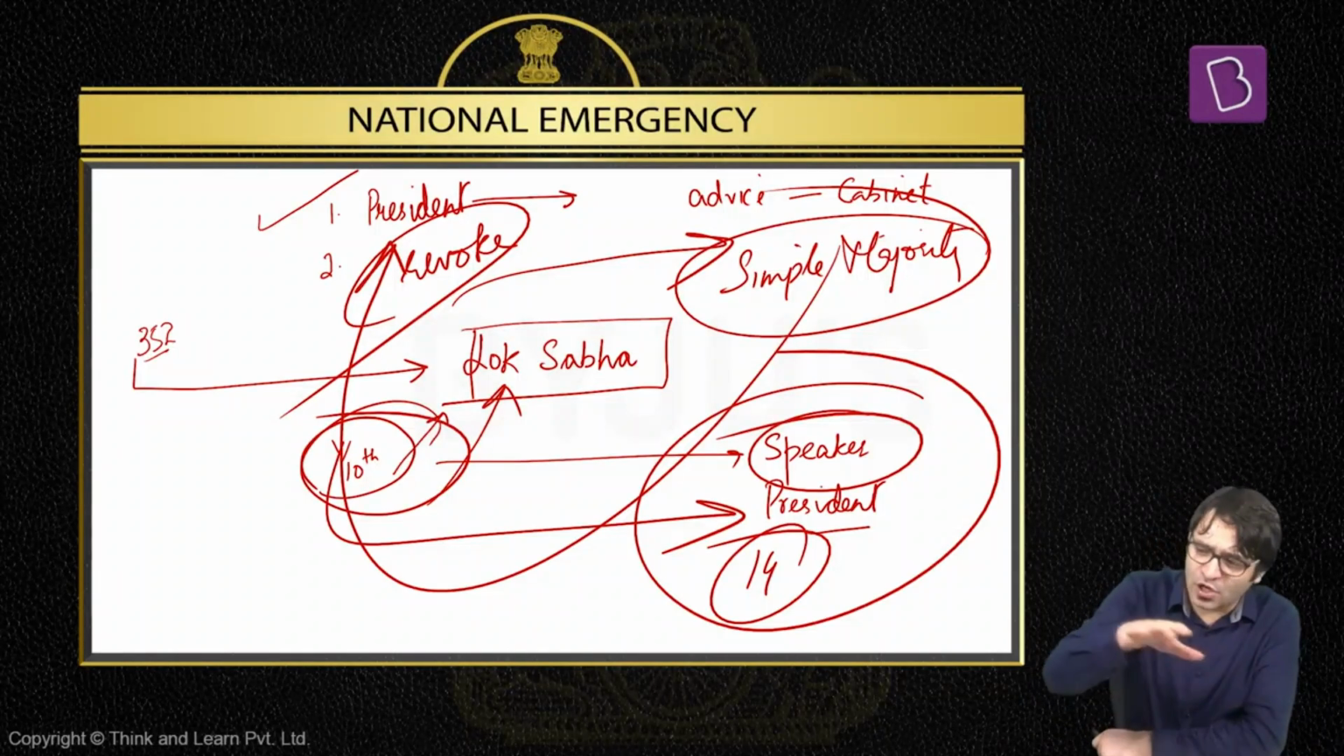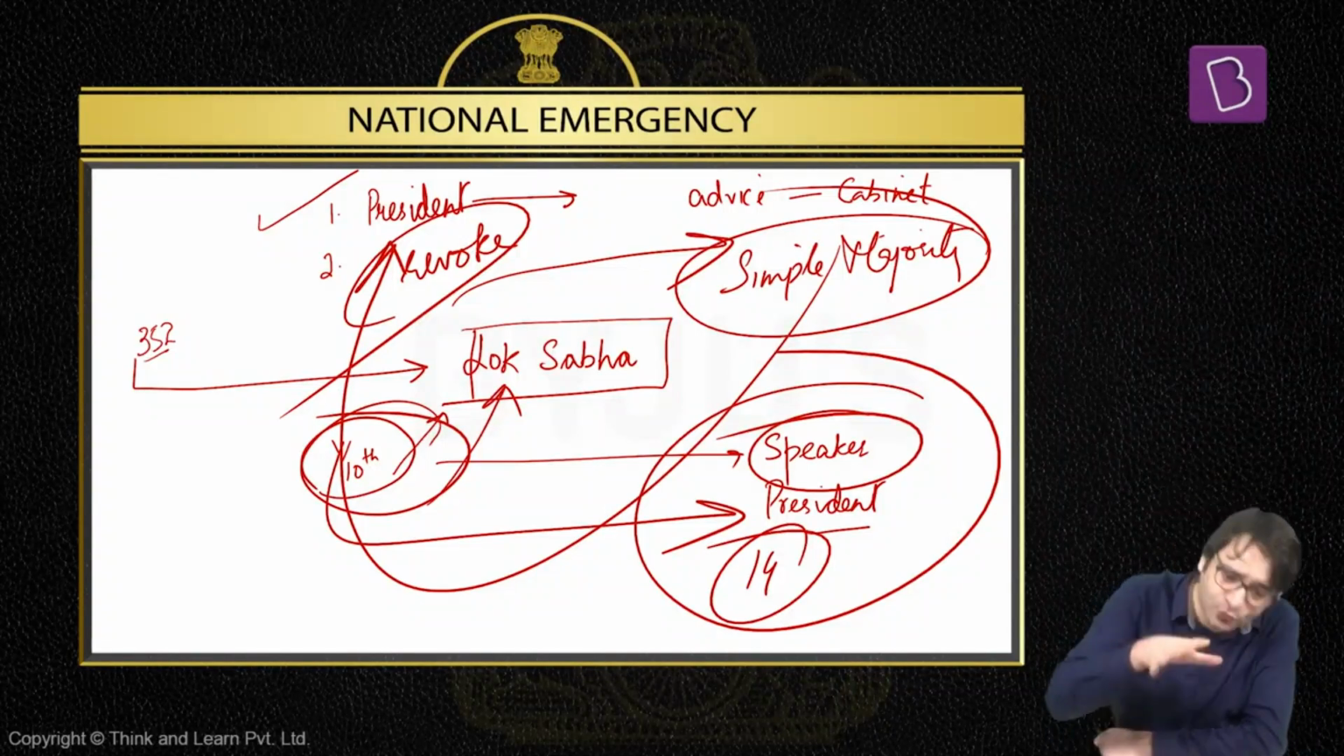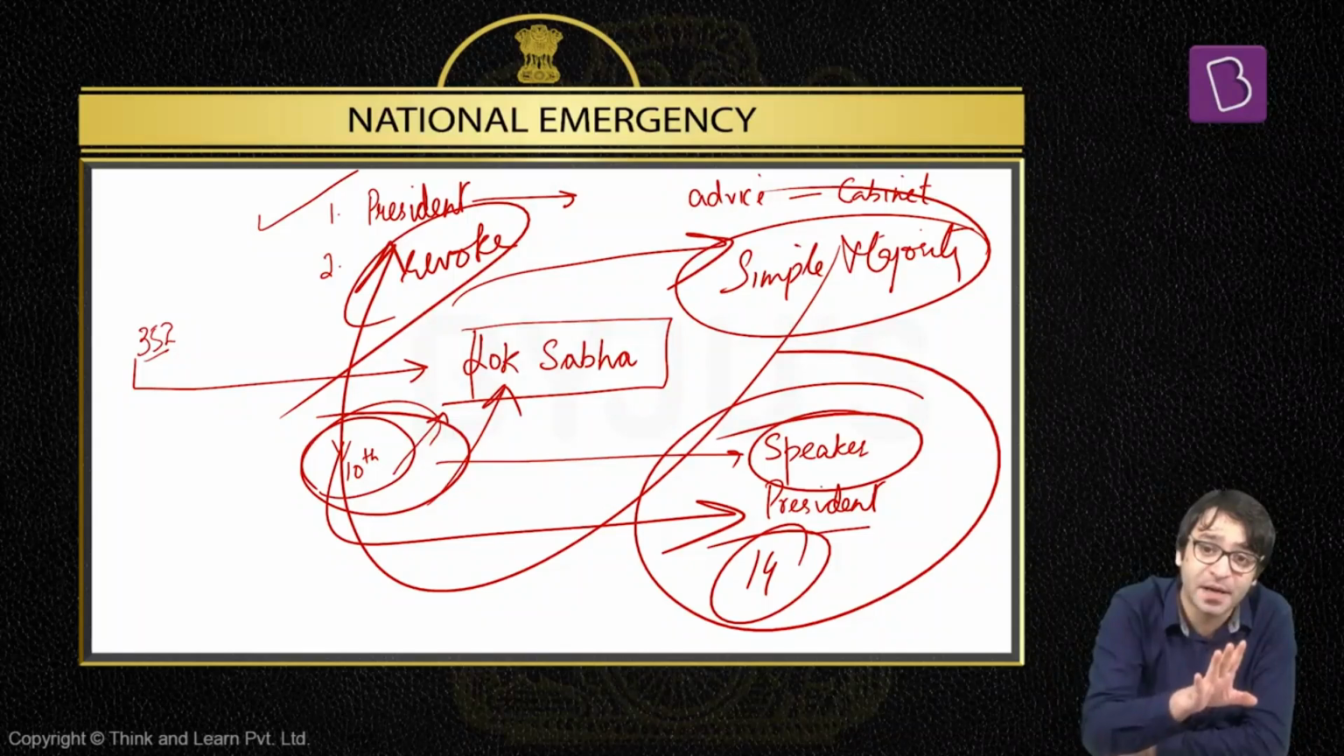National emergency is imposed by the president on the basis of the written advice of the cabinet. It continues for 6 months. Then again for 6 months. Then again for 6 months. There is no upper limit. But every 6 months, both Lok Sabha as well as Rajya Sabha have to approve this national emergency by passing a resolution by special majority.